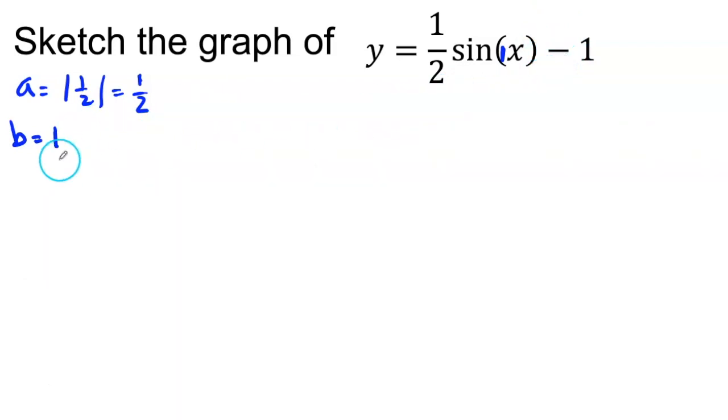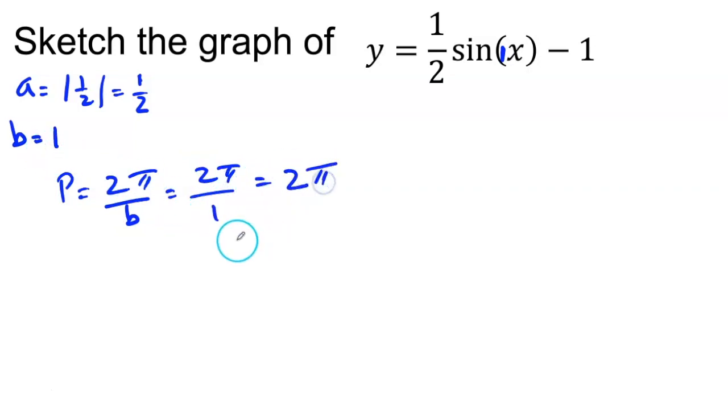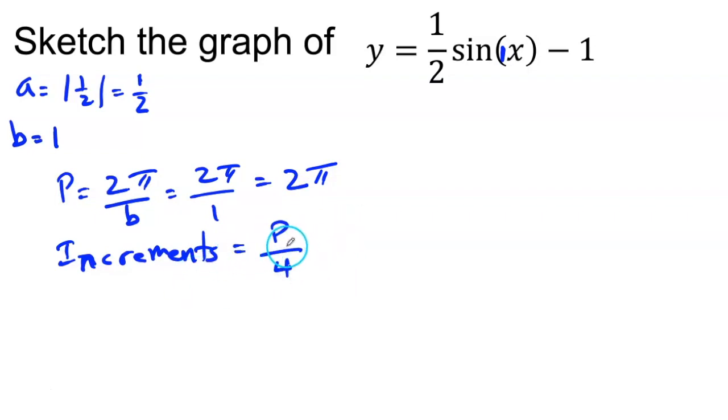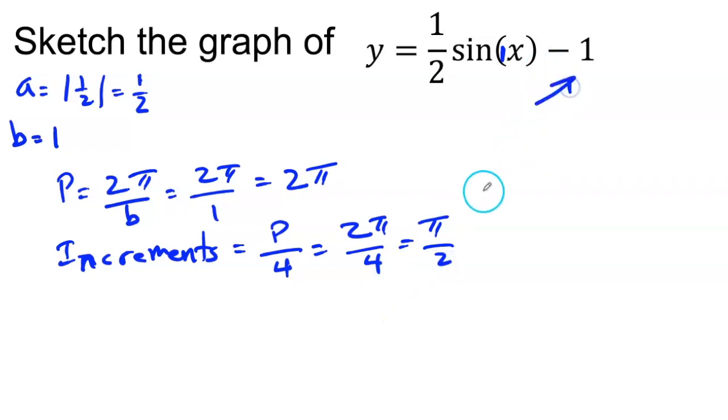So from here, I want to find the period of the function. The period is always 2 pi divided by my b, okay? Which in our case, the frequency is 1, therefore the period of the function is 2 pi. Once I have this, I find the increments. How do you find the increments? You take the period of the function divided by 4. Remember, I divide my function into 4 pieces. And that's going to give me 2 pi divided by 4, which you simplify, you get pi over 2. Okay, and like I said, this is vertical movement, so all my function is going to go down 1.